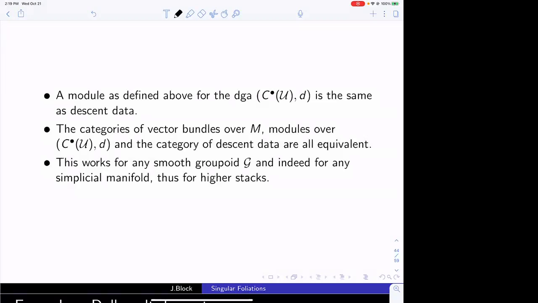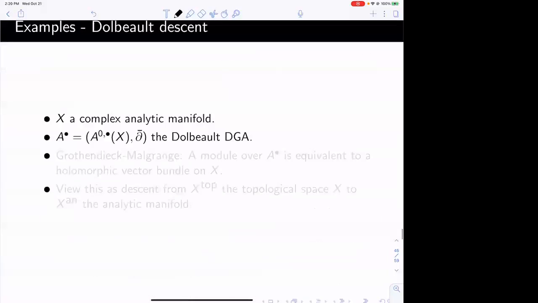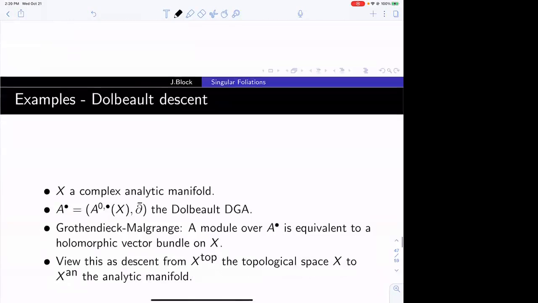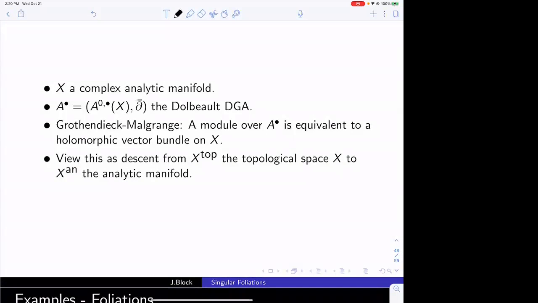Right, so all of this applies very nicely to quite general relations. All I'm pointing out here is that classical descent is an example of this.